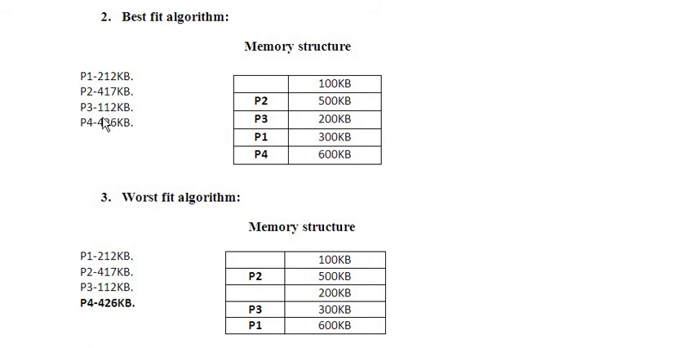And 426 KB, that is P4, where can it fit? 100 it can't, 500 already occupied, 200 occupied, 300 occupied. Now what is left is 600, so P4 is allocated the block which contains 600 KB. Here we can see all 4 processes have been accommodated in memory.